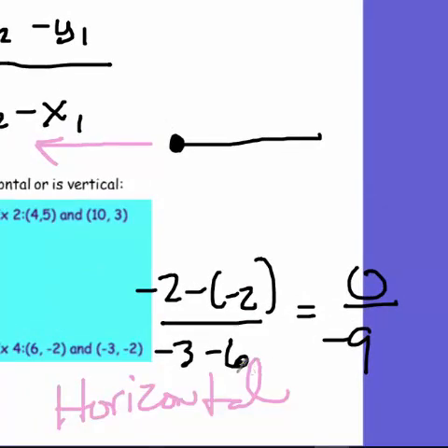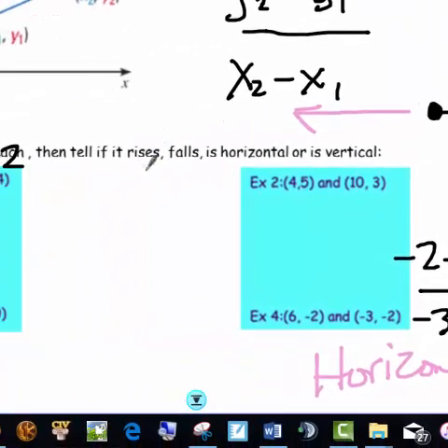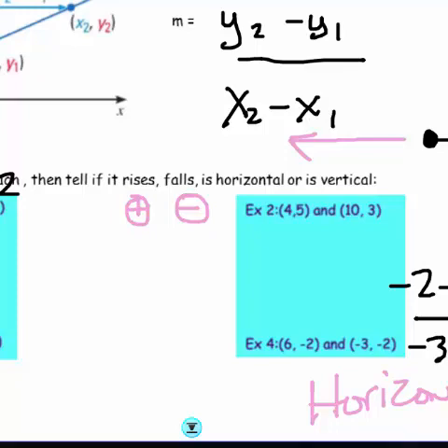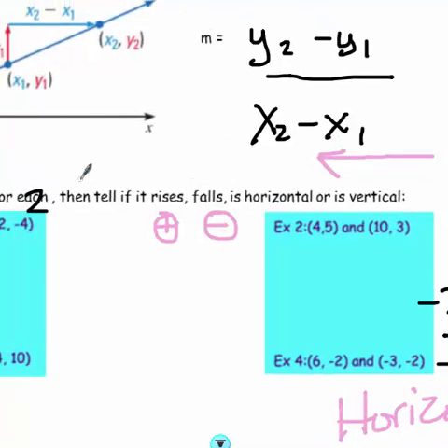So those are just a couple of terms. We know if it rises from left to right, it is positive. If it falls, it's negative. And horizontal is when I get 0 slope, because it rises nothing and runs everywhere. And it is vertical when the slope is undefined. That means it rises but doesn't run. So it rises up but has divide by 0, so there is no run.